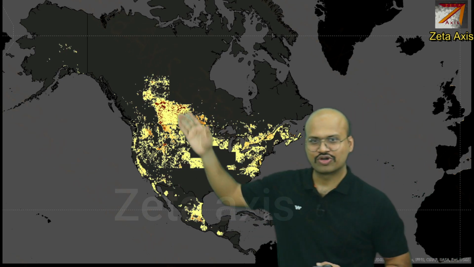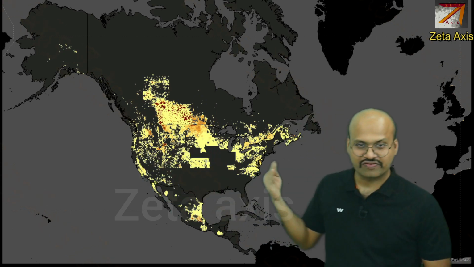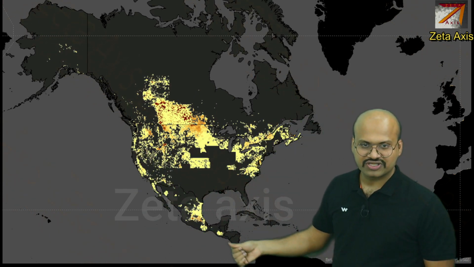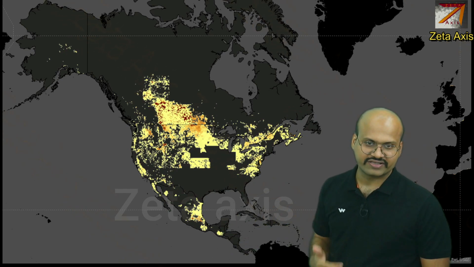We can see that it is produced right from Alaska. There are some stretches of land in Alaska where barley is produced. Then we have Canada, again in the Prairie region of Canada, and then we can see barley production across the United States of America. Even in Mexico we can see barley production, and even in the Central American states there is barley production.